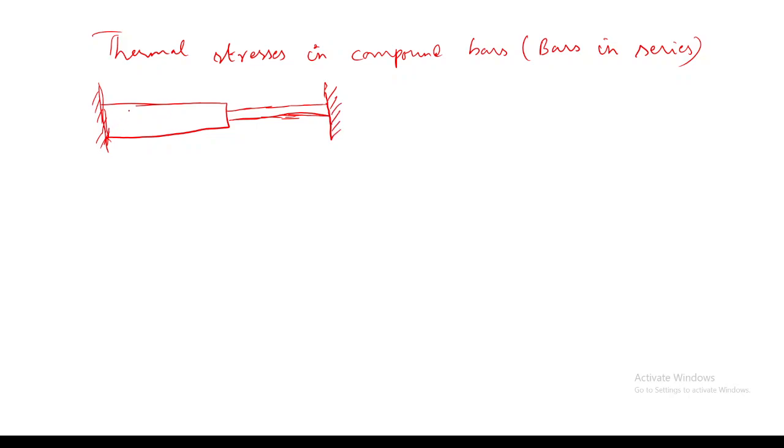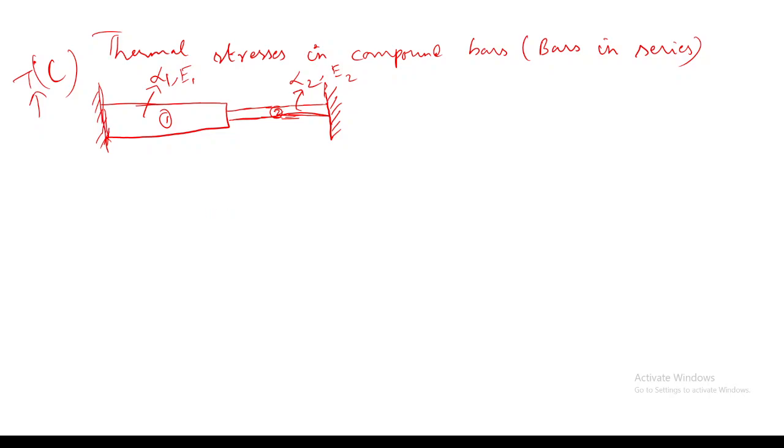This bar is subjected to a uniform temperature rise. Here I am increasing the temperature by T degrees Celsius. This is made of one material and this is made of another material, so both will have different coefficients of thermal expansion, right? Because the coefficient of thermal expansion is a property of a material. And this will have a separate E1 and this will have a separate E2.